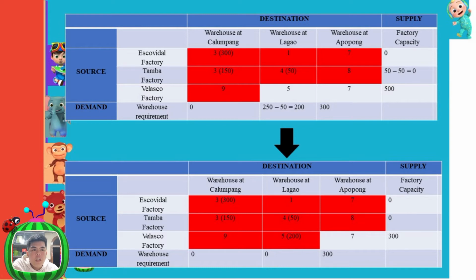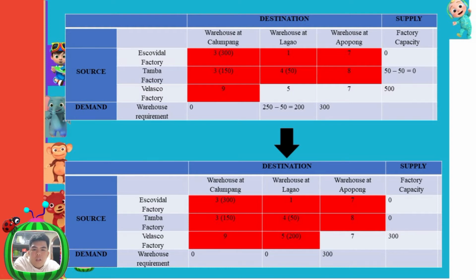Dito sa example, itong 300 minus 300 naging zero na siya, and yan na yung last na allocation since wala nang pwede i-apply sa lahat ng sources and destination kasi na-meet na yung supply and demands. Kasi itong example is balance transportation table.